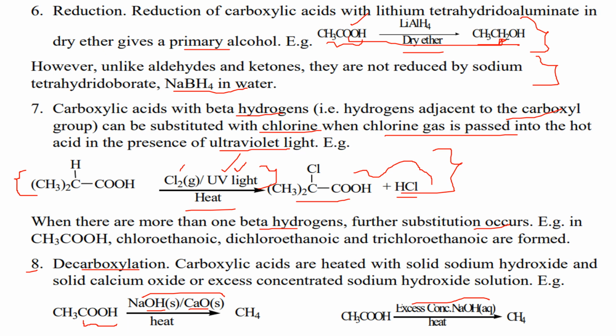So when you have solid sodium hydroxide in solid calcium hydroxide and then you heat, you're going to form methane. And when you have ethanoic acid and you heat it in excess concentrated sodium hydroxide, you're also going to form methane. All these reactions function to remove the carboxyl group and replace it with a hydrogen atom. So that means that these reactions are used in chain reduction, or removal of one carbon atom in a given organic compound.